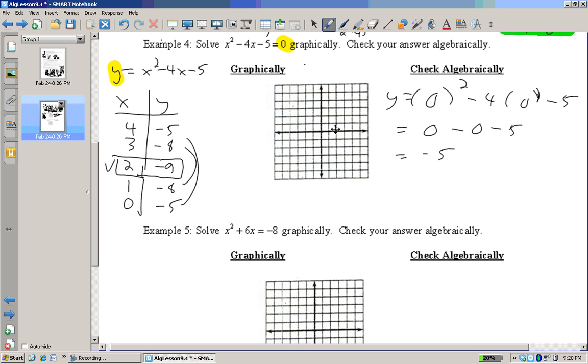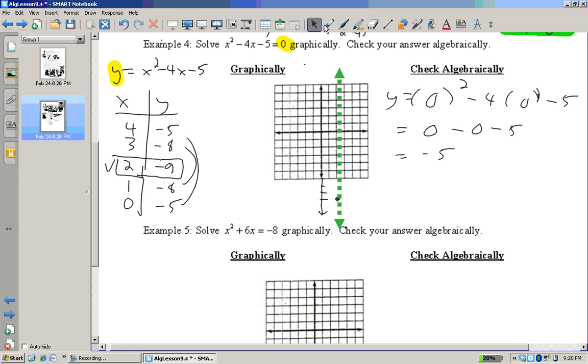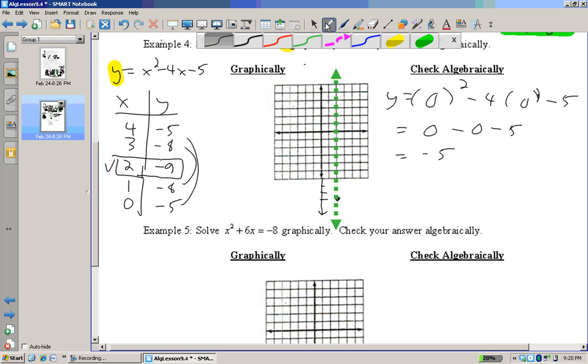Now, if I graph this, that's going to be my line of symmetry. And 3, negative 8 should be the same distance to that line and on the other side. 4, negative 5. 2 units there, 2 units on the other side.